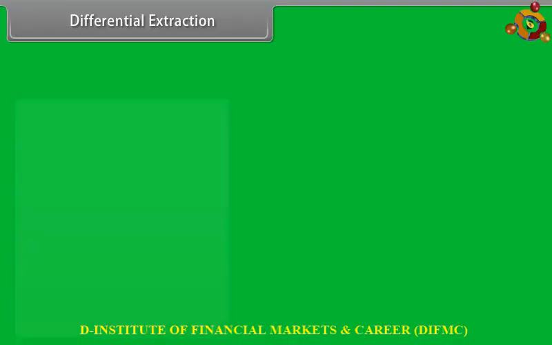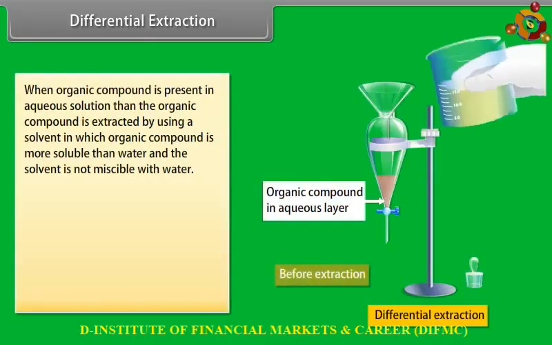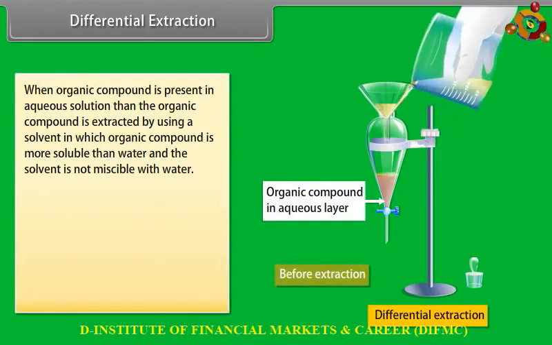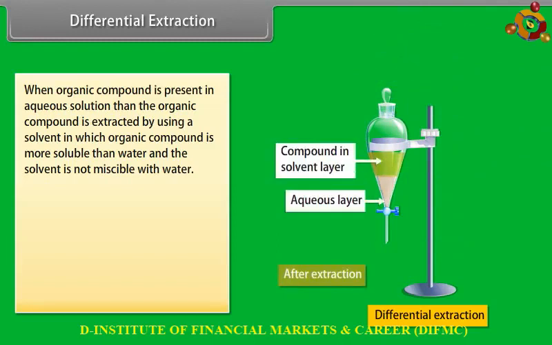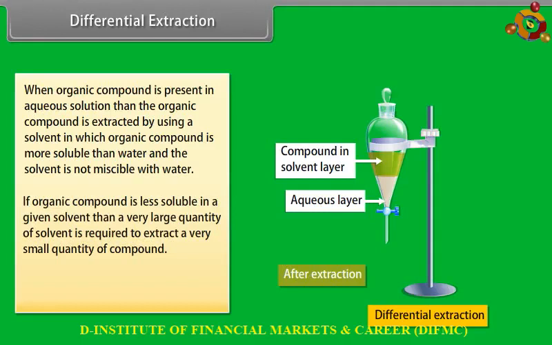Differential extraction. When an organic compound is present in aqueous solution, then the organic compound is extracted by using a solvent in which the organic compound is more soluble than water and the solvent is not miscible with water. If the organic compound is less soluble in a given solvent, then a very large quantity of solvent is required to extract a very small quantity of the compound. This technique is known as continuous extraction.